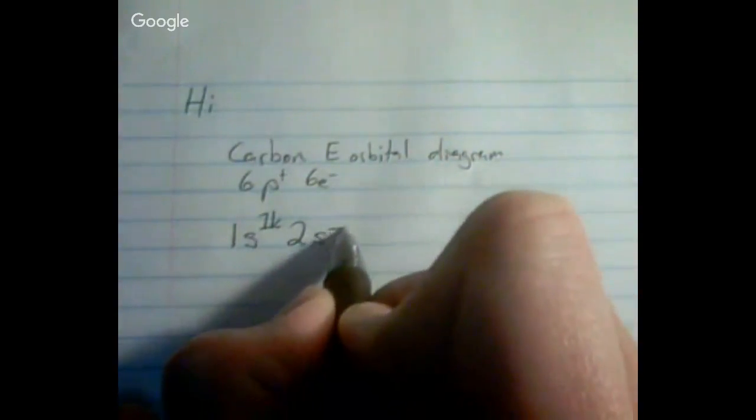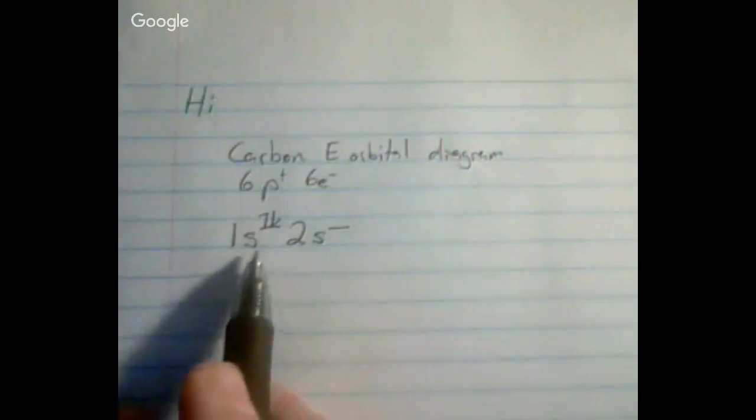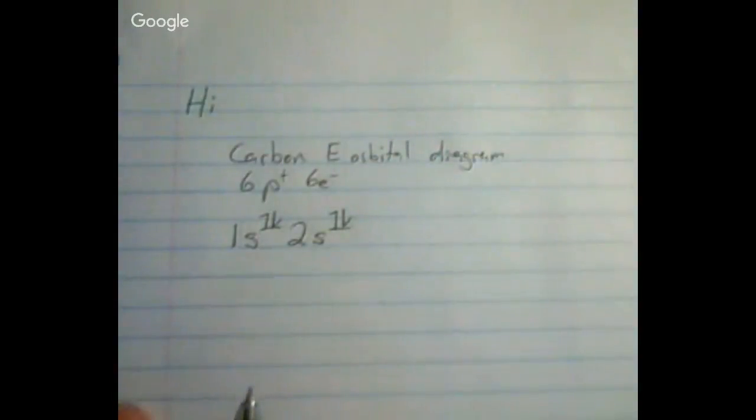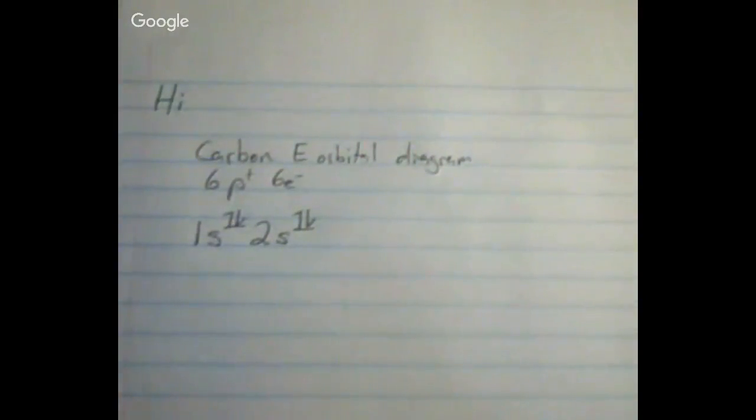We've got to get to 6. After the 1s is full, now we're on to the second energy level, and again the s sublevel, a spherical shaped orbital. It's an s sublevel, so it only has 1 orbital. We draw another line there, and the next 2 electrons will go there. Up arrow, down arrow. That gives us a total of 4 electrons. We're trying to get to 6, so we've got to keep moving on.